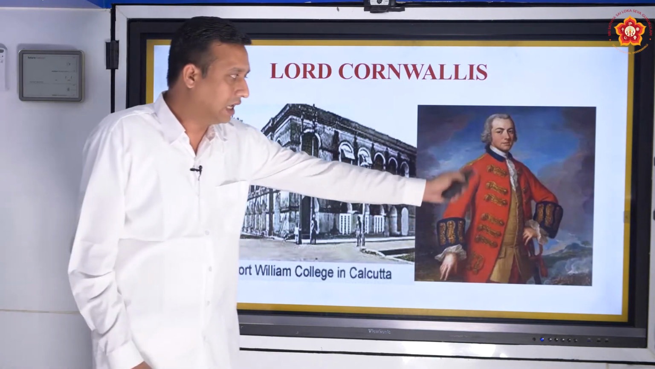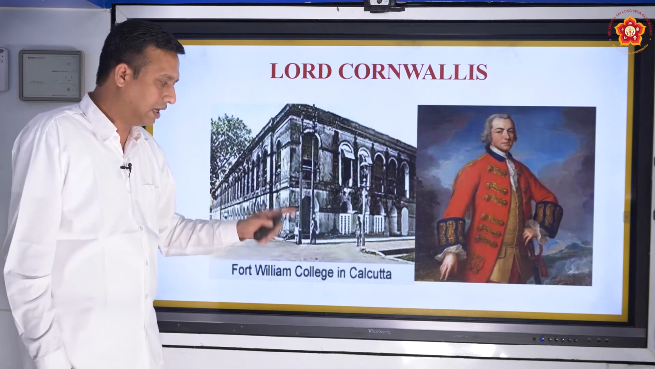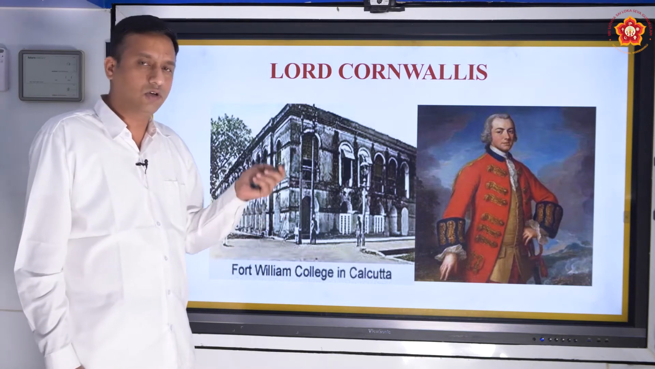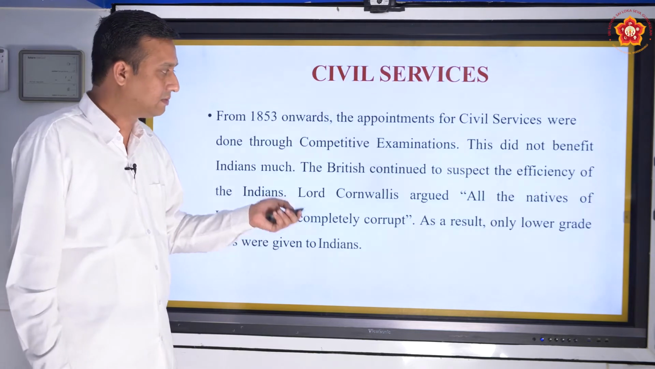So they were appointing all these people who will go to India and do the work. Lord Cornwallis, this is Lord Cornwallis. This is Fort William College at Calcutta, today called Kolkata. So this was done to train civil servants, the administrative officers.